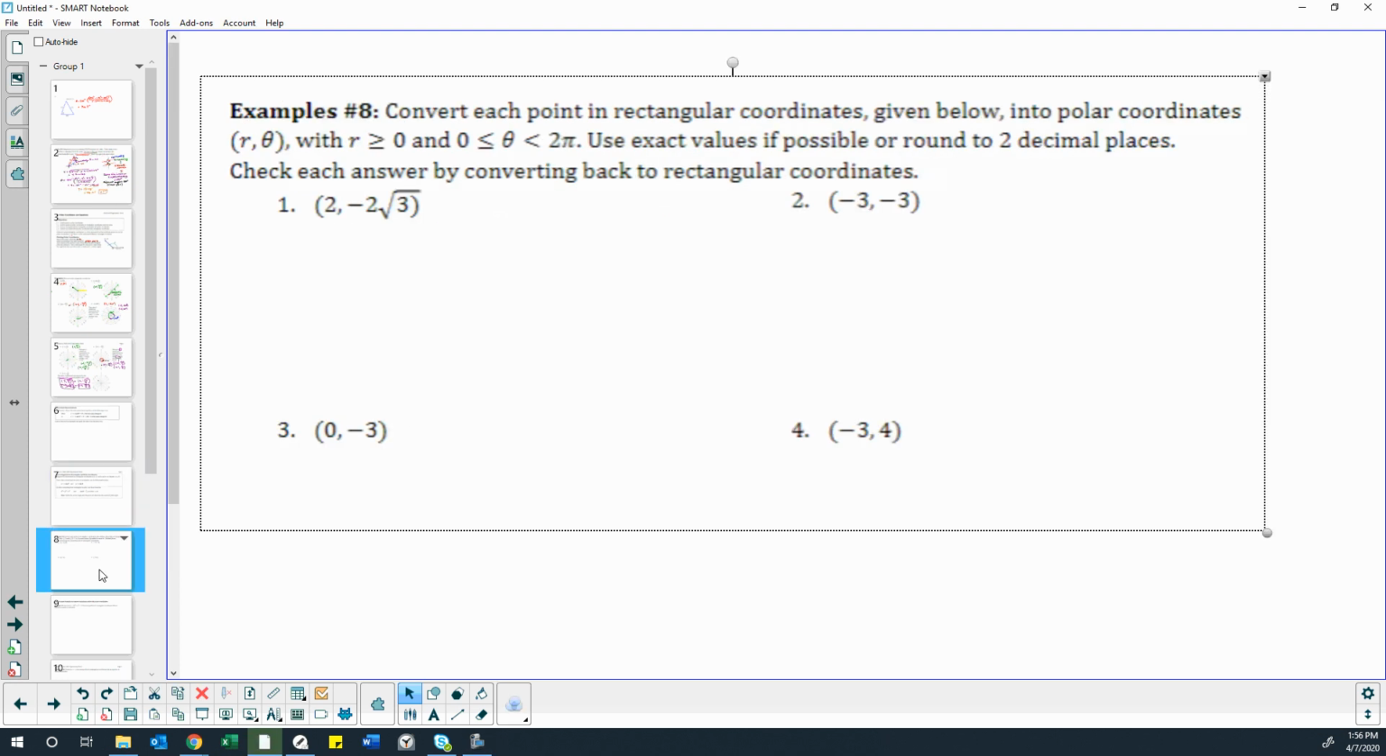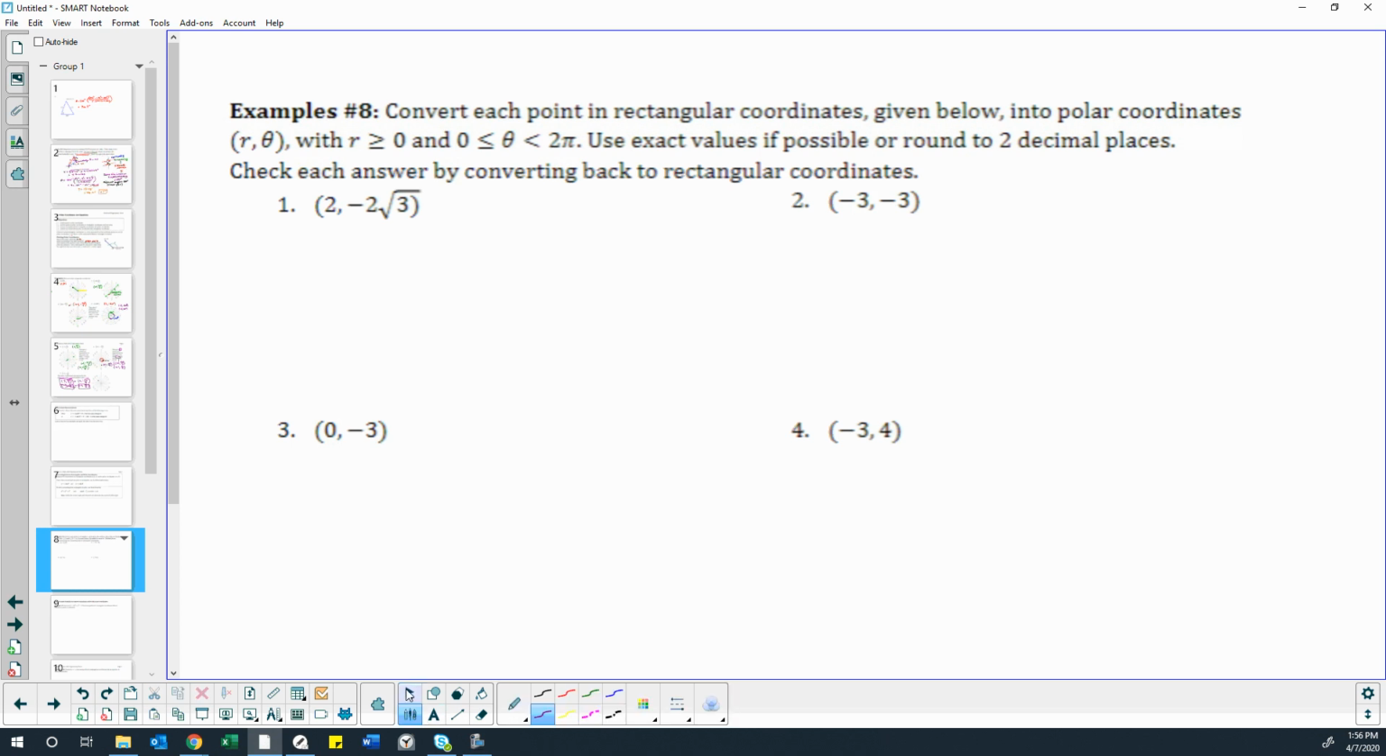Okay, moving on. So we're converting each point in rectangular coordinates below into polar coordinates, r theta, with r greater than or equal to 0 and theta between 0 and 2 pi. Use exact values if possible or round to 2 decimal places. Check each answer by converting back to rectangular coordinates. Okay, part 1 of example 8.